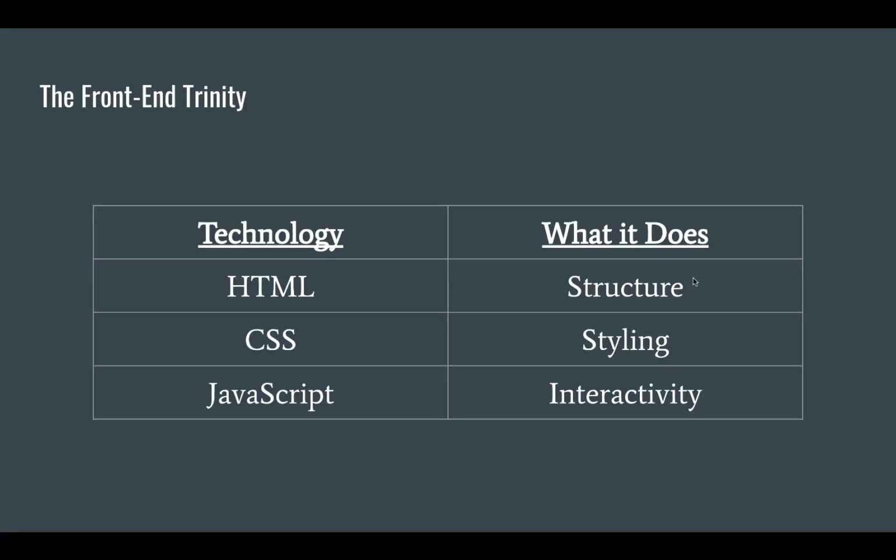The Front-End Trinity is what these are called. There's three main technologies. There's HTML, CSS, and JavaScript. HTML provides the structure for your pages. It's the nouns, if you will. CSS provides the styling. It's the colors. It's how big things are. It's where they're placed on the page. People call CSS the adjectives because they modify the nouns.